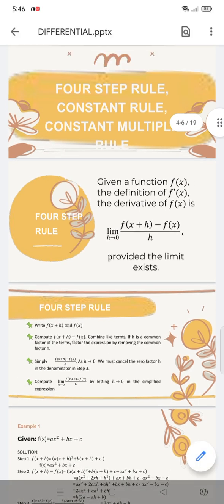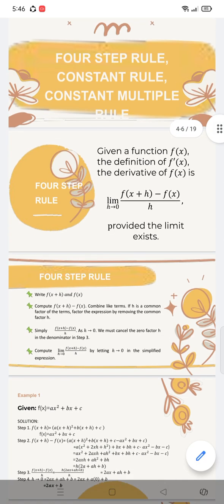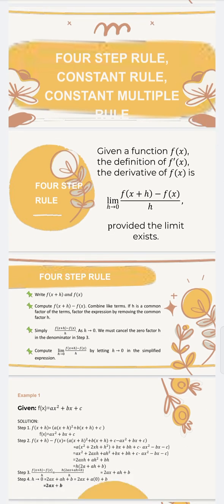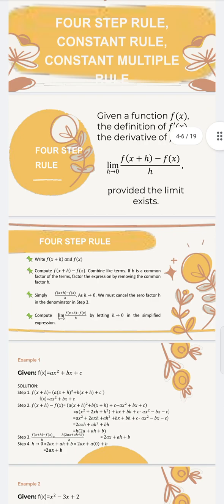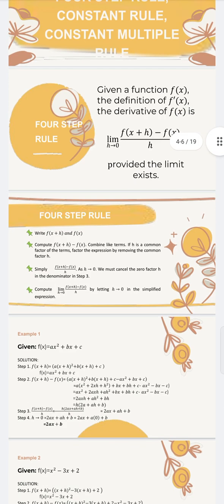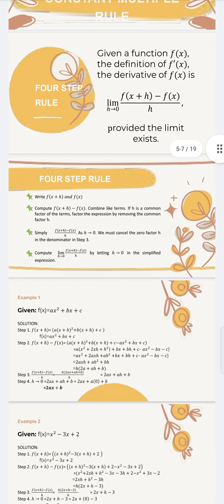First, the first step rule, constant rule, and constant multiple rule. The first step rule: given a function f(x), the definition of the derivative of f(x) is the limit as h approaches 0 of f(x plus h) minus f(x) over h. Then the first step rule is to write f(x plus h) and f(x) over x.